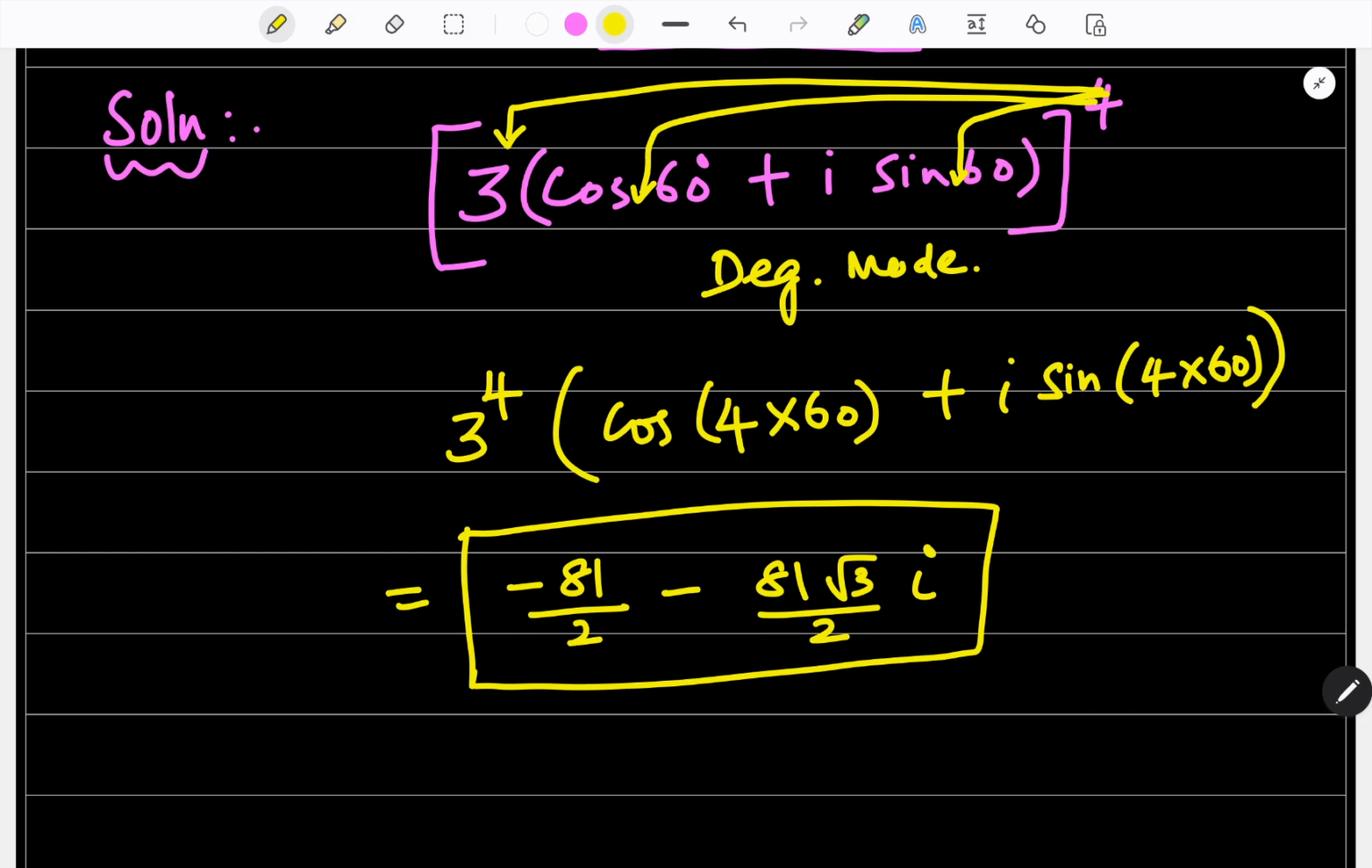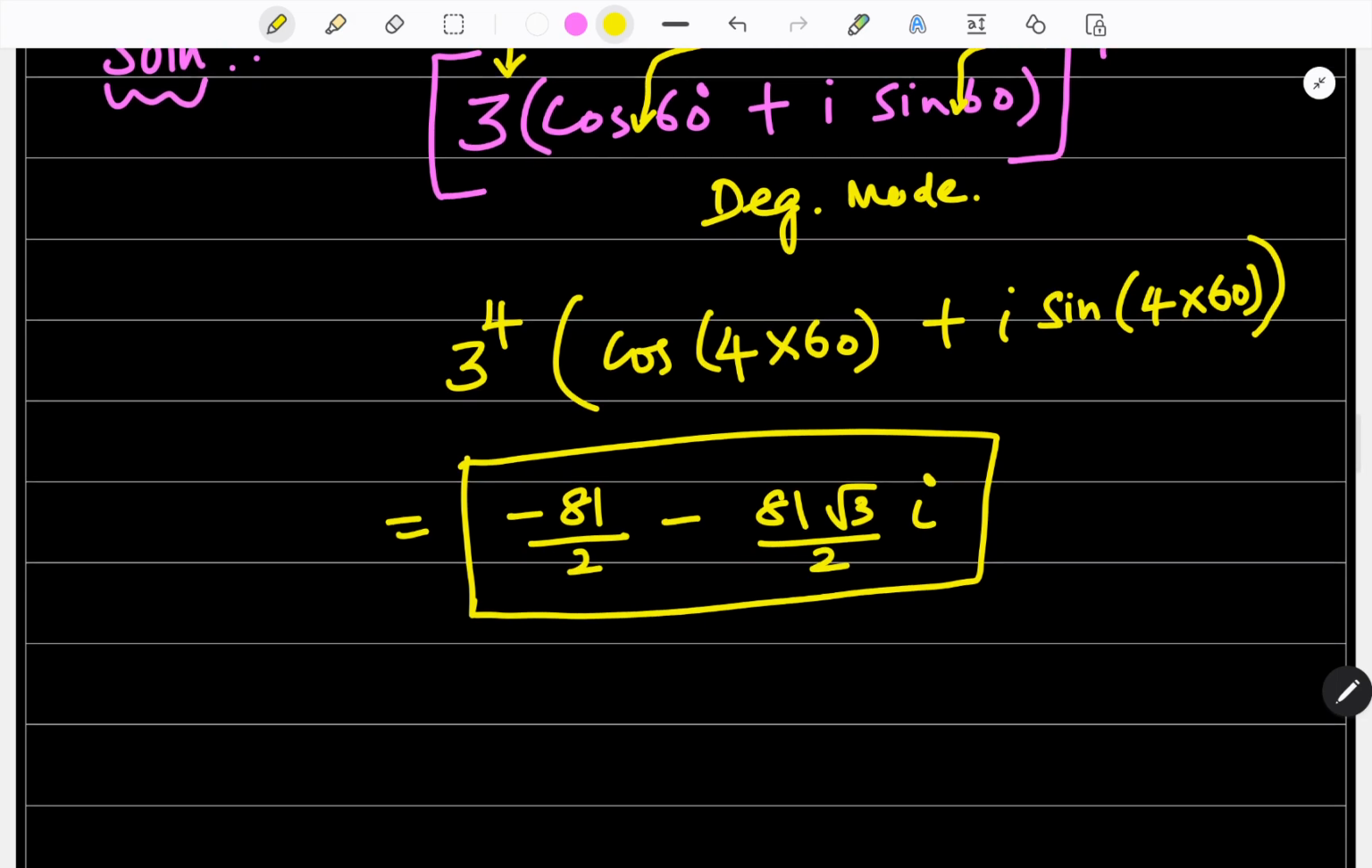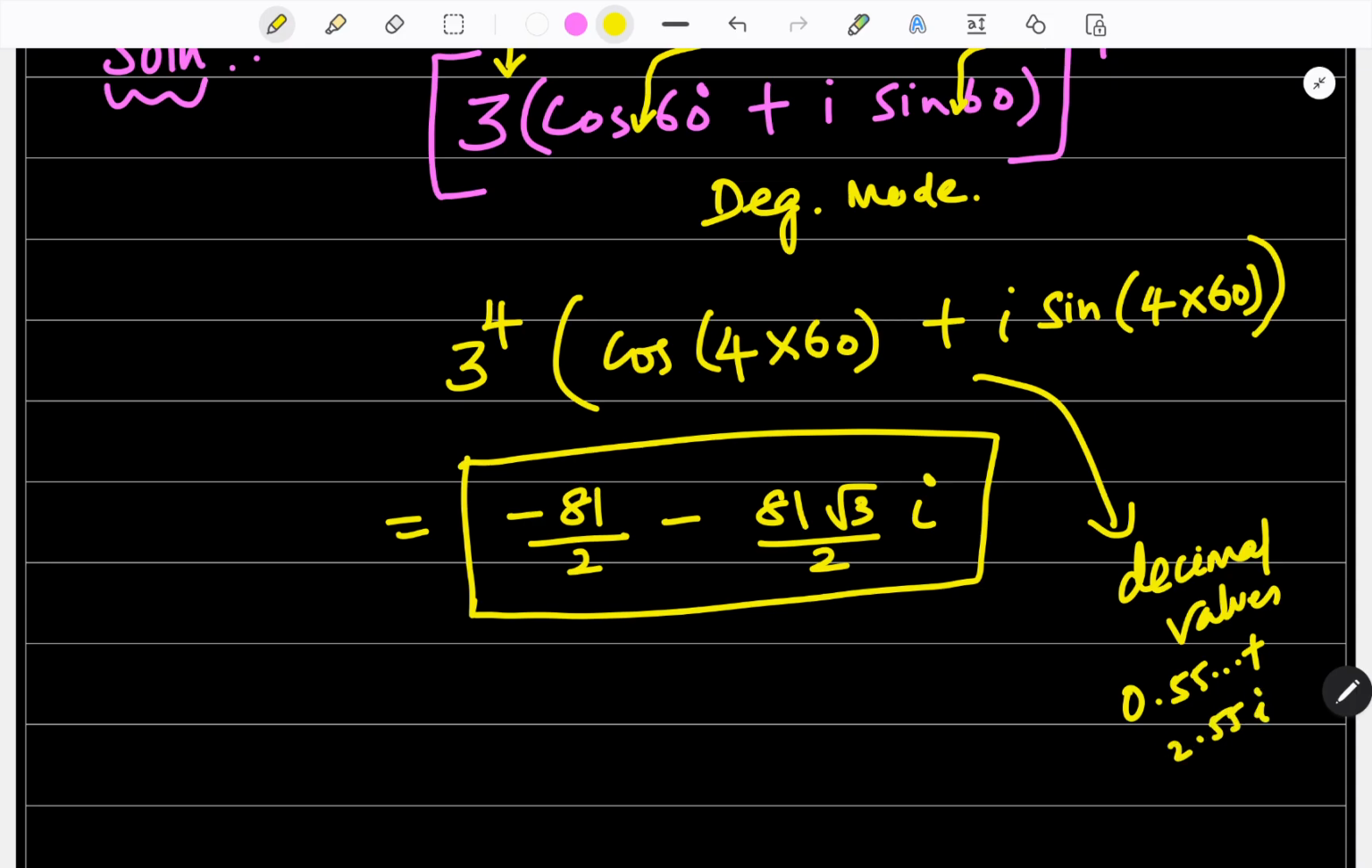Sometimes when you are putting it in the calculator, keep in mind that you will get decimal values. Decimal values are not allowed. You will get something like 0.5555 plus 2.555i, so it is not allowed. In this situation, what you need to do is not take this number inside the calculator.